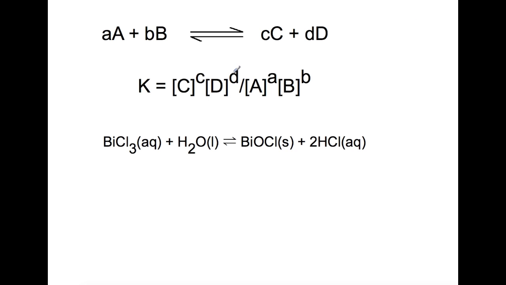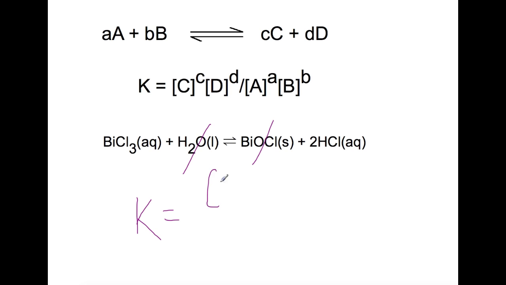The equilibrium constant is a unitless constant which takes the concentrations of the products raised to the power of the coefficients in the equation, divided by the concentration of the reactants raised to the power of their coefficients. If we look at a specific example here, we have aqueous, liquid, solid and aqueous. Where you have a pure liquid and a pure solid, they get the value of 1. So within the K expression, you don't see those.